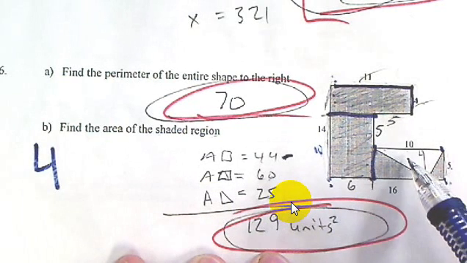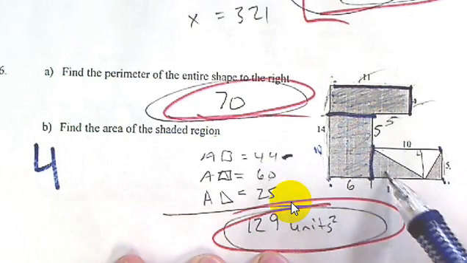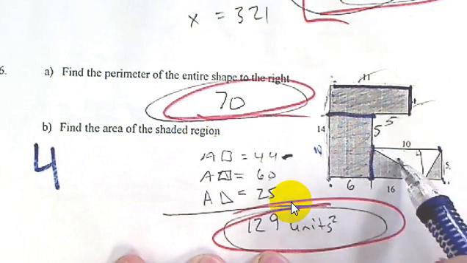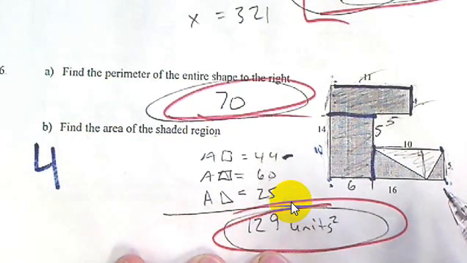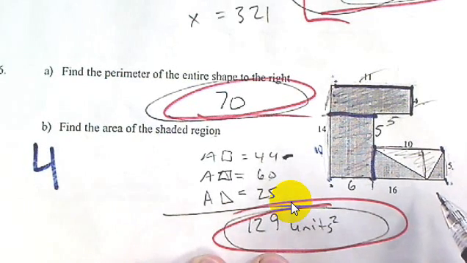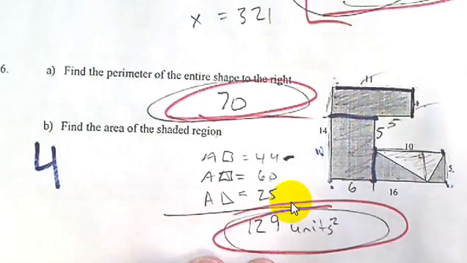And then I'm going to add in this little area for these two guys, which would be the same as this area right here, which is 5 times 10 divided by 2, which is 25. That's the area of a triangle. Base times height divided by 2. Add all those together, 129 square units.